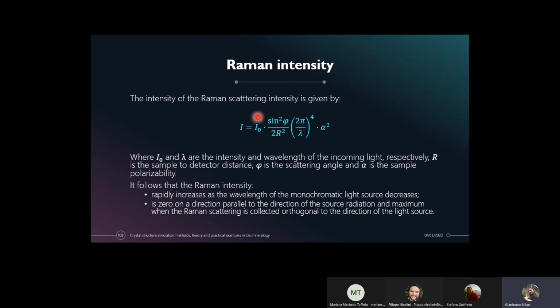The other important parameter regulating the intensity of your signal, which is more technical, is that it is maximum when your detector is placed at 90 degrees. This is sin phi, with phi at 90 degrees with respect to the direction of the incoming light. So you should have a maximum intensity when the detector is placed orthogonally to the direction of the monochromatic light.